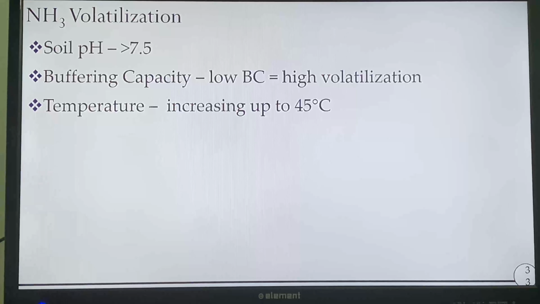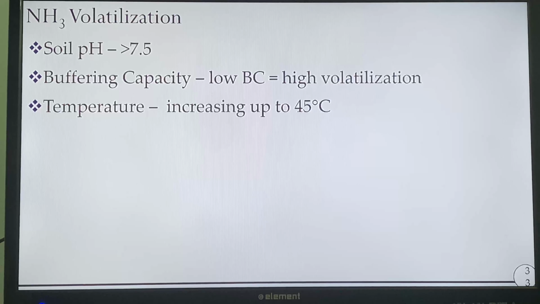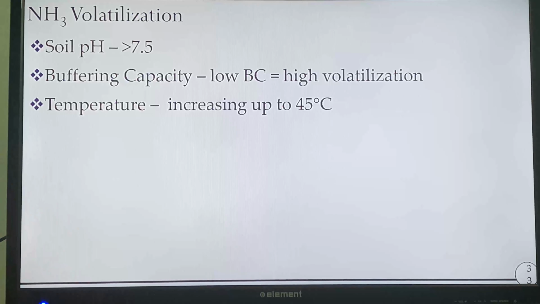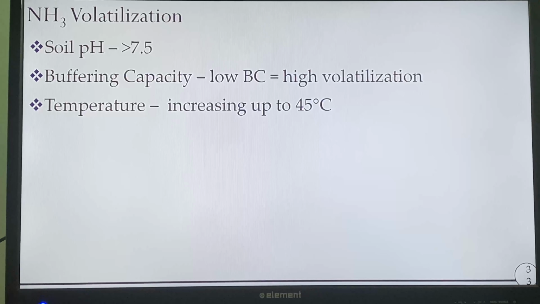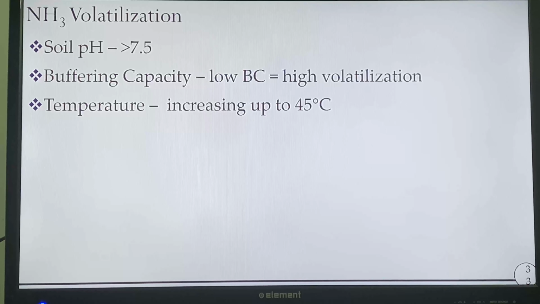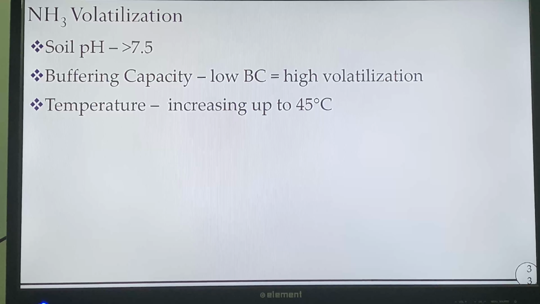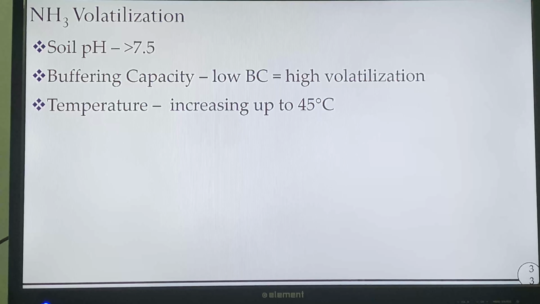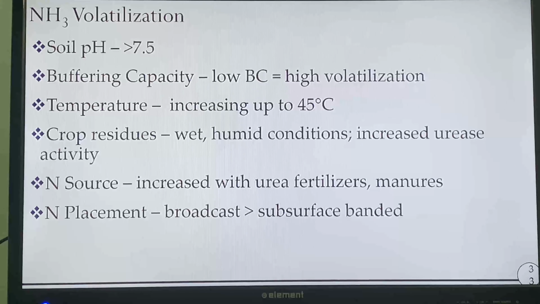Also, increasing temperature is going to expedite this process much quicker. Also, the urease enzyme, when we're talking about urea hydrolysis, is going to expedite that much quicker too. So we have enzymes and we have moisture content, pH, residue, and microbes playing a role in there.